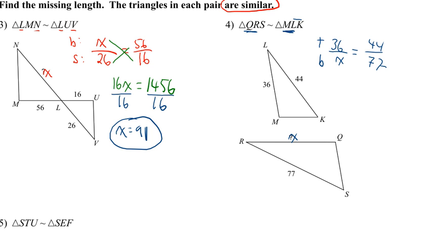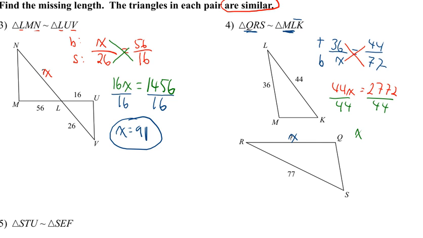I'm going to cross multiply. X times 44, I'm going to call that 44x, equals 36 times 77. And that's going to give me 2,772. And I'm going to divide by 44. And that gives me 63.